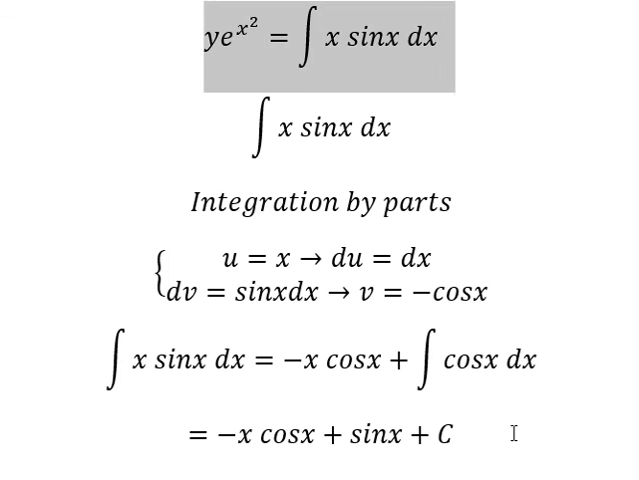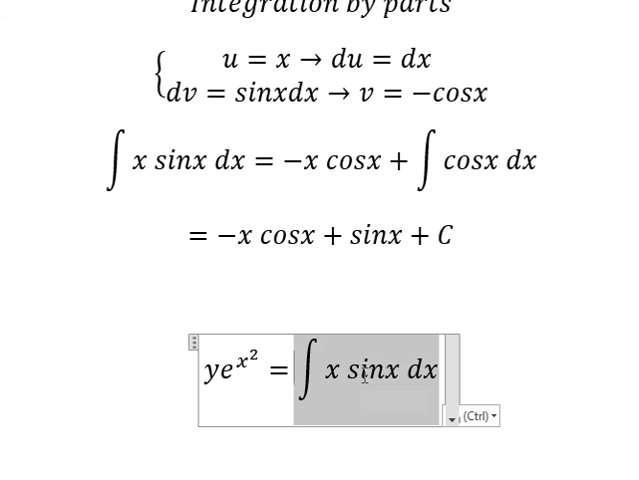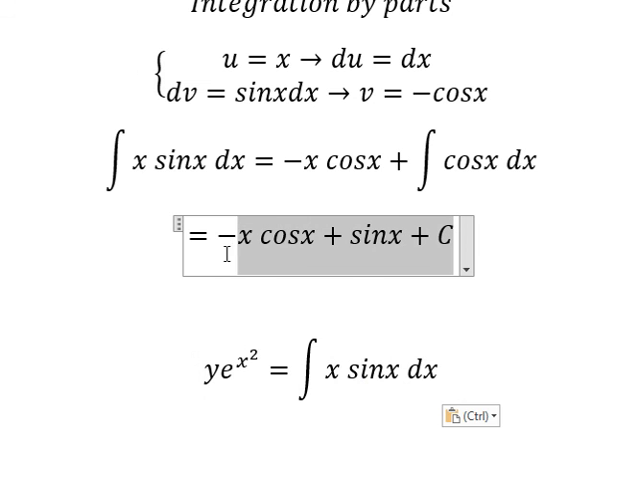Next, the integration of this one is this one.